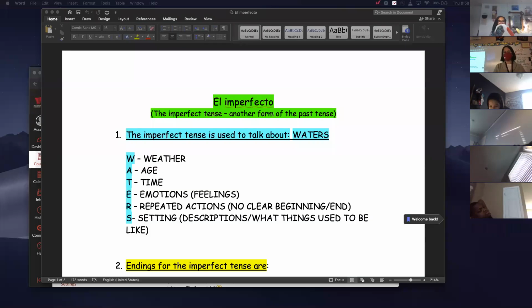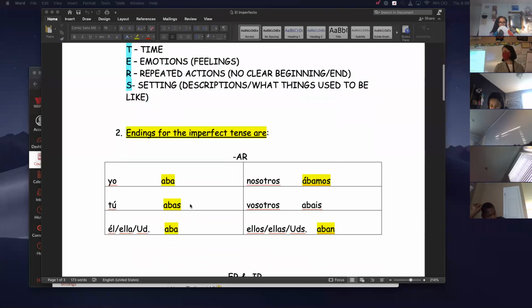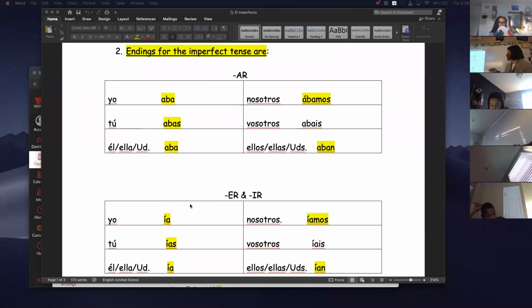By next week, by quiz time, which will be probably mid next week, you want to make sure that you know why to use the imperfect. You know that it is a form of the what tense? Past tense. And then we're starting to work on our endings. So let's go ahead and jump down to our endings here and look at those together for a second.